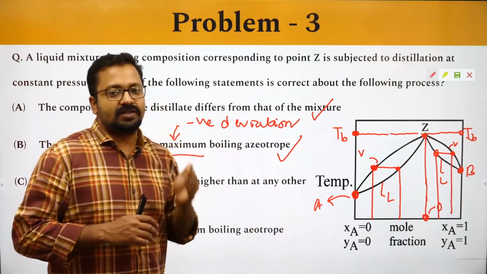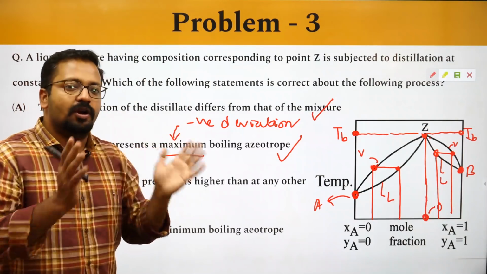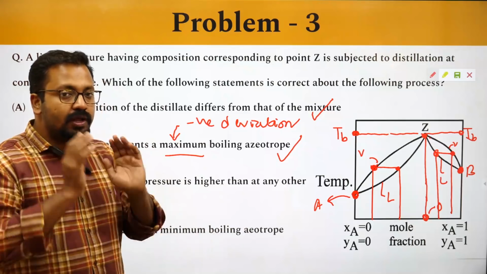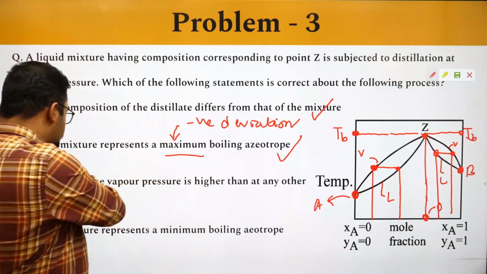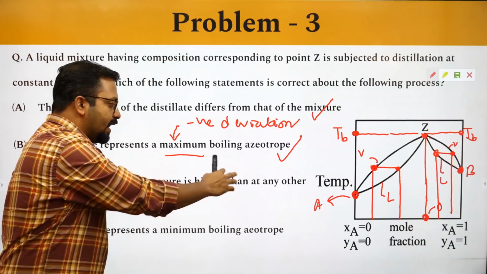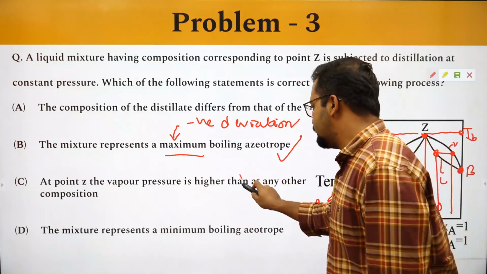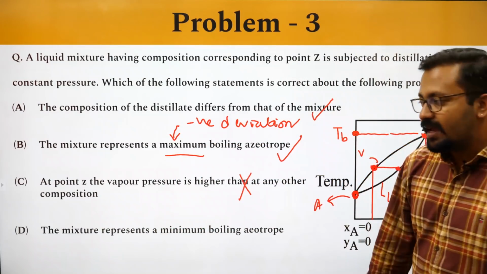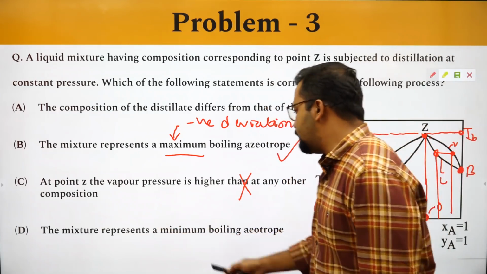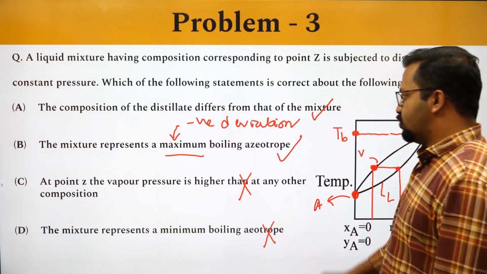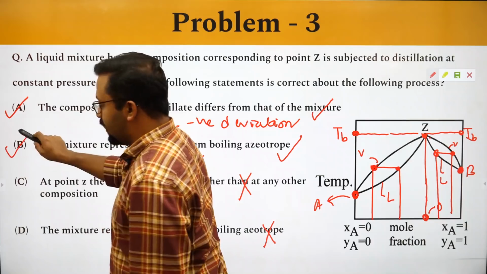Vapor pressure increases, boiling point decreases, or vapor pressure decreases, boiling point increases. No confusion, remember this: if the boiling point is increasing, the vapor pressure will be lower. So the statement that Z has a vapor pressure higher than at any other point in the composition is incorrect. It has a vapor pressure lower than any other point. The statement that the mixture represents minimum boiling azeotrope is also incorrect. So the correct answer for this question is A and B.